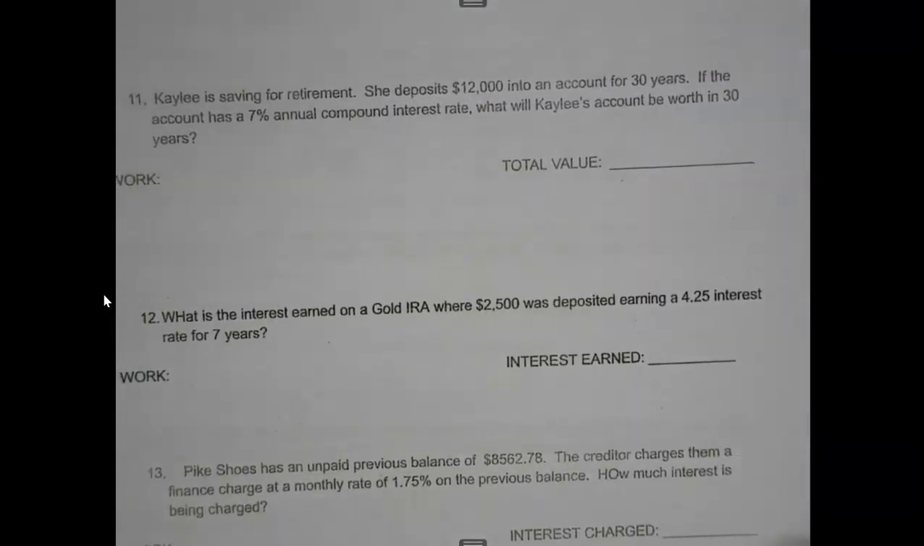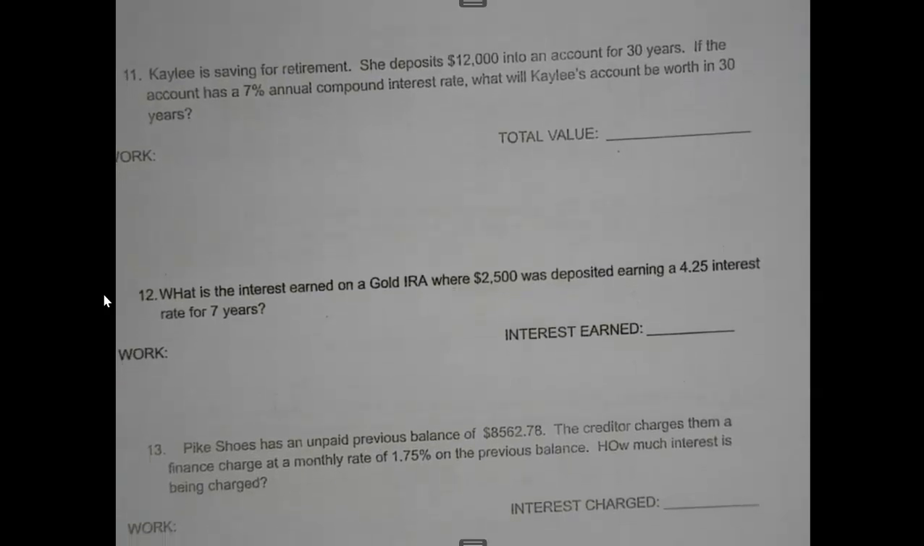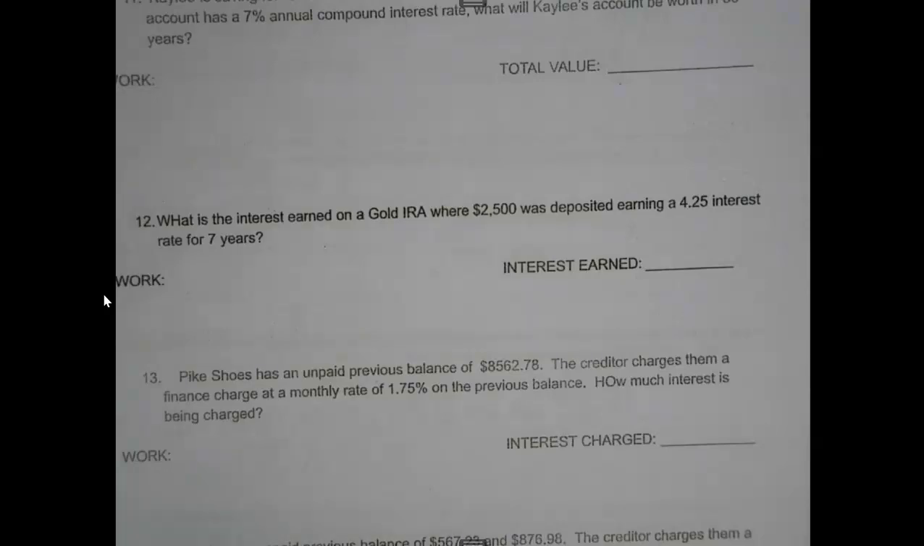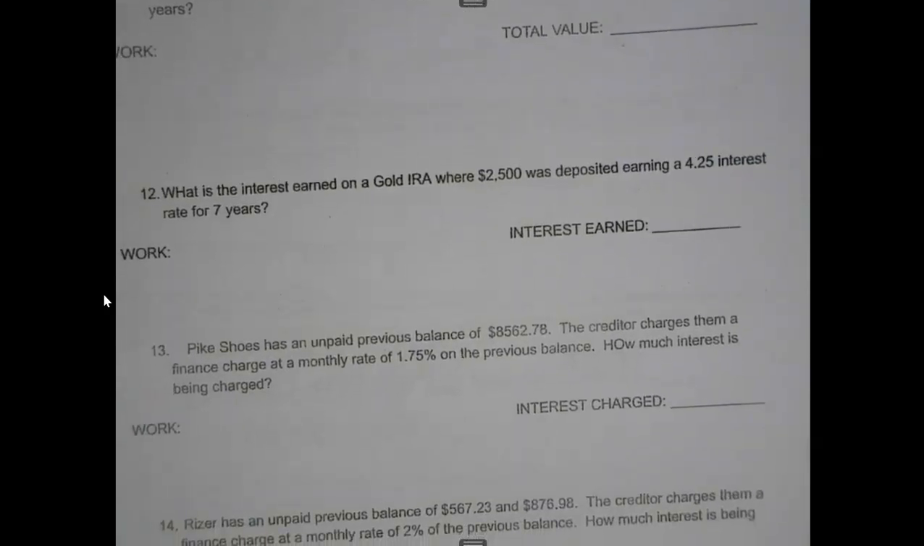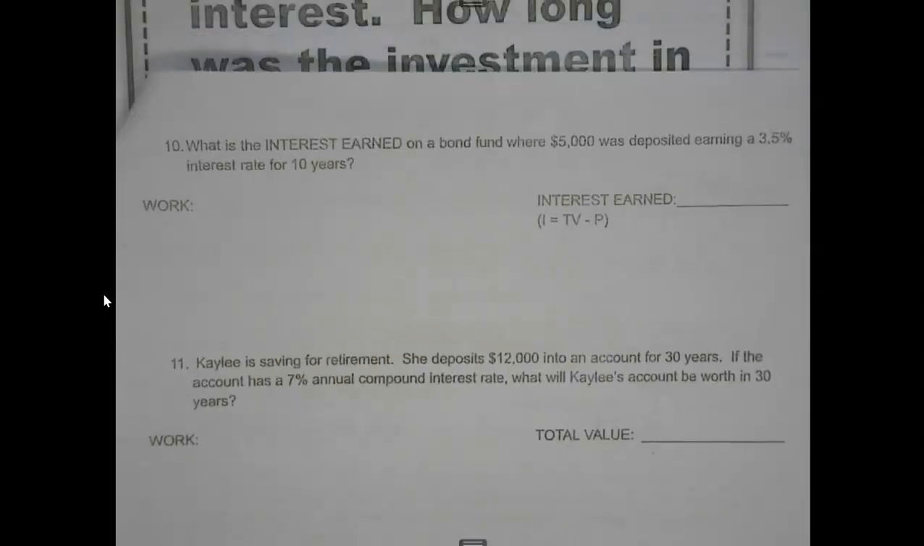Number 10. Ooh, wait. No, that one looks crazier. Let's do... I'm just pondering for a moment here. Yeah, let's do 10. Let's do 10.